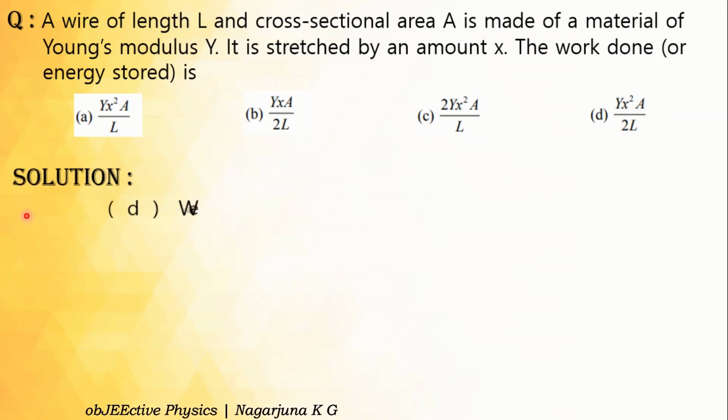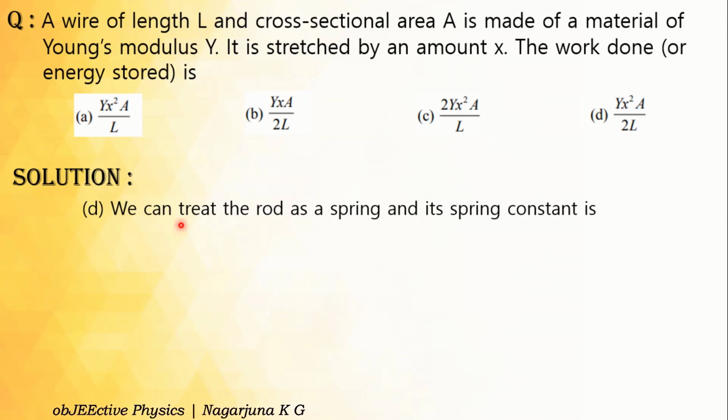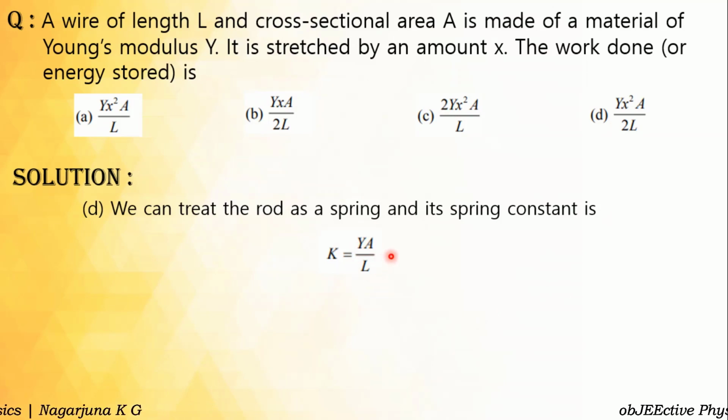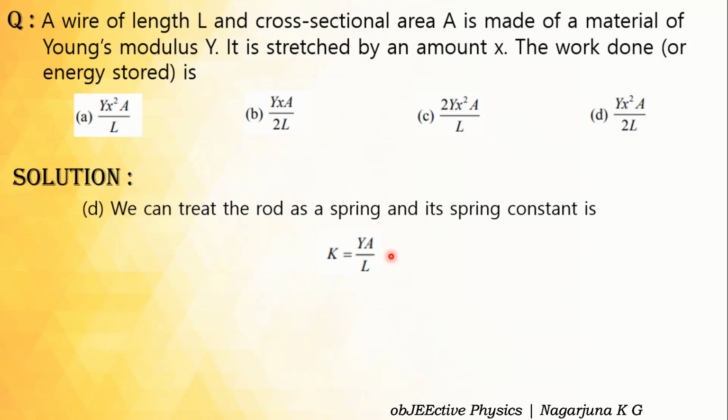Solution. We can treat the rod as a spring and its spring constant K is equal to YA divided by L. We know that spring constant K is equal to F by x, and according to the Young's modulus formula, F is equal to YA into delta L by L, where delta L is the elongation. From those two formulas, we get K is equal to YA divided by L.